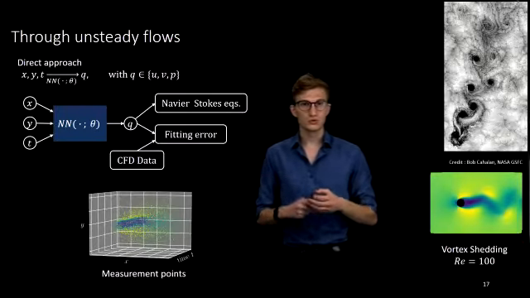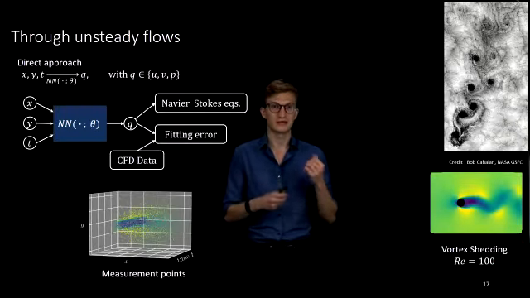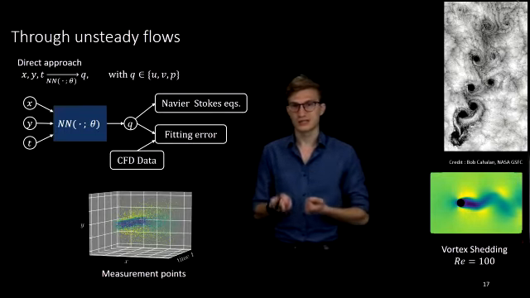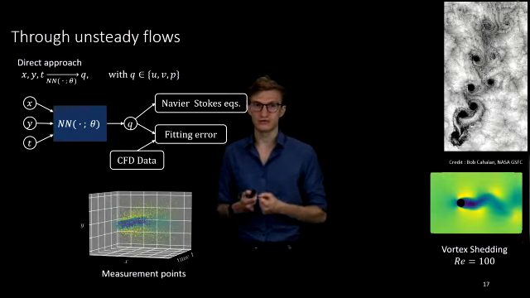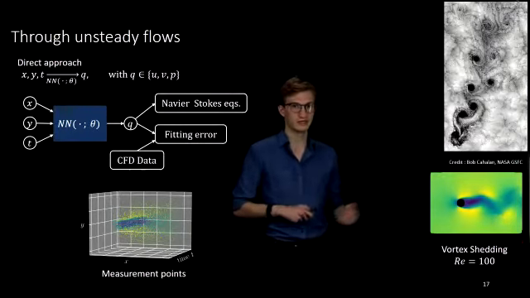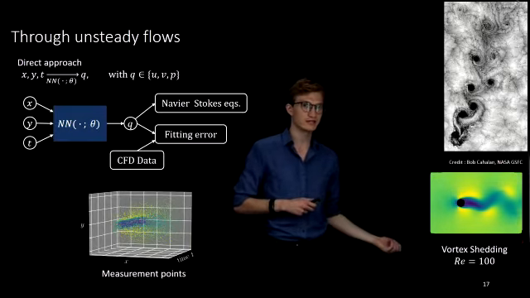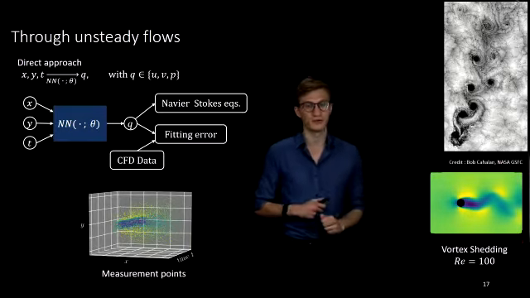So to look at unsteady flows that are more complex than the trivial cases presented before with the Poiseuille flow, we chose a famous test case, which is the vortex shedding around the cylinder. It's presented by this animation. You can see the horizontal component of the velocity and the wave that is oscillating just after the cylinder.